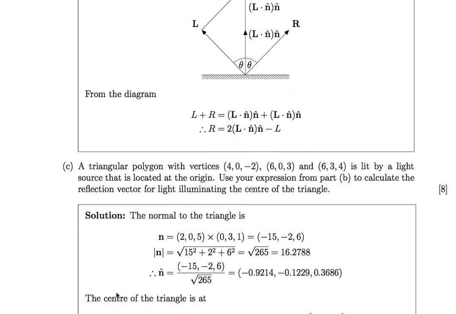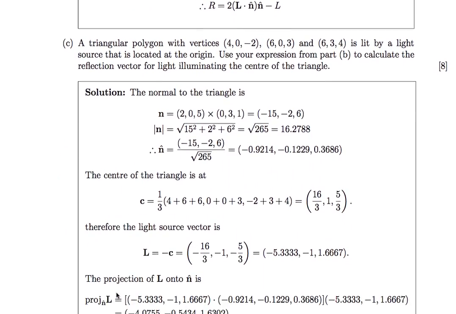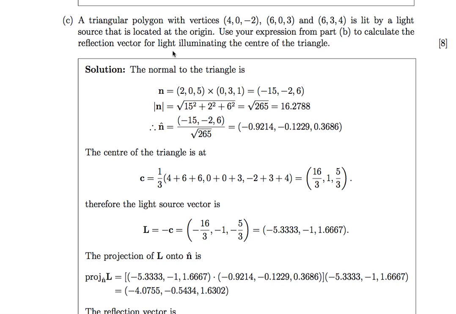Part C essentially gives you 3 vertices of a triangle and asks you to calculate the reflection vector for a light source that's located at the origin. To calculate the normal vector for a triangle, calculate sequential vectors going in the anti-clockwise direction. So we've got this vertex minus this vertex as our first vector, and the third vertex minus the second vertex as our second vector. Cross product those together and we have the normal vector, but we need the unit normal, so we calculate the magnitude and divide by the magnitude to get the unit normal.